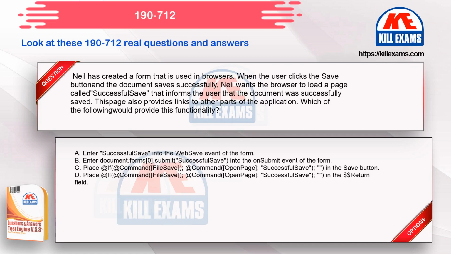Question: Neil has created a form that is used in browsers. When the user clicks the Save button and the document saves successfully, Neil wants the browser to load a page called Successful Save that informs the user that the document was successfully saved. This page also provides links to other parts of the application. Which of the following would provide this functionality?